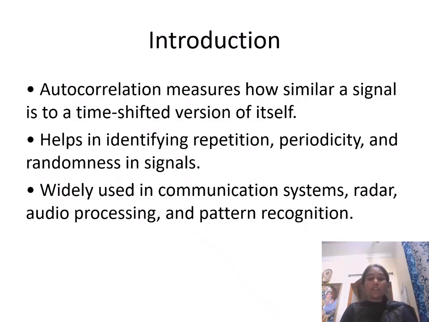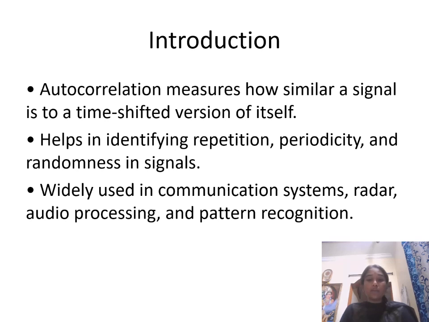In signal processing, we often need to understand how a signal behaves with time, whether it repeats, how random it is, or whether there is a hidden periodic pattern. One of the most important mathematical tools that helps us do this is the autocorrelation function. Autocorrelation gives us an idea of how much a signal resembles a time shifted version of itself. In simple terms, it measures the self similarity of a signal.